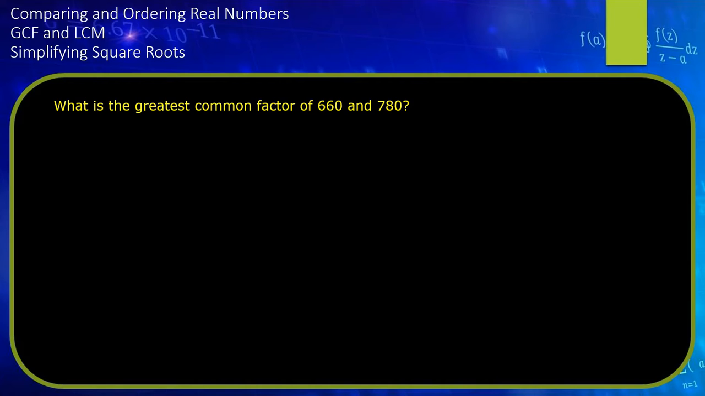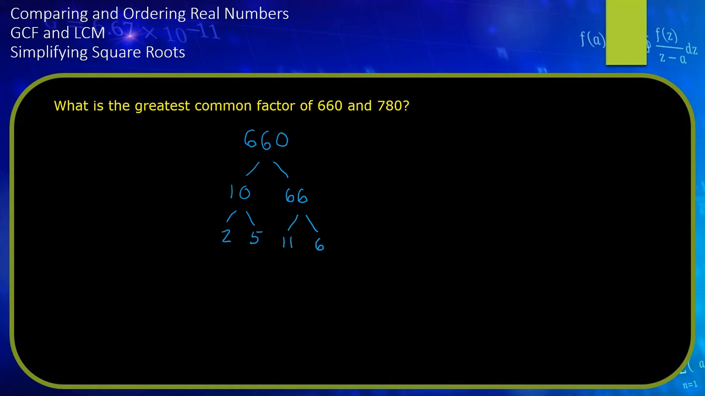So again, for this, I'm going to factor the 660 and the 780. When I factor the 660, there are different ways you could factor them. It's just making sure you end up with the same prime factors when all is said and done. So 660 can factor into 10 and 66, and the 10 can in turn factor into 2 and 5.